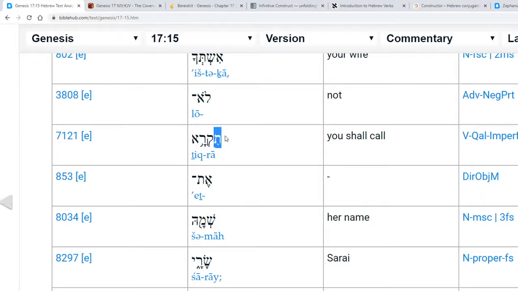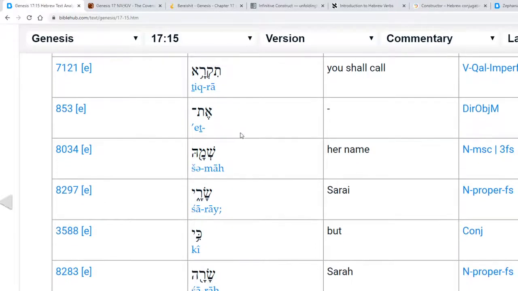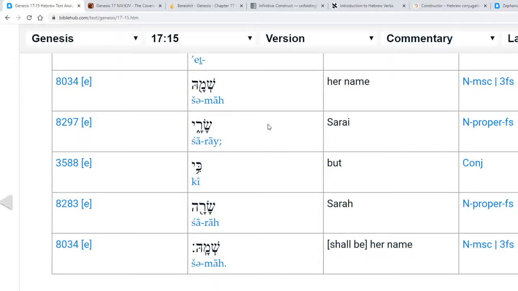So tikra, you might notice that that's with a tav. That's because it's in the feminine. She's a woman, obviously. Tikra, the root is kof resh aleph. It's in an imperfect, shall not be called, right? Et Shema, so direct object marker. Shem means name. Shema is her name. Third person feminine singular, sorry. Sarai, her old name. Ki, so usually ki means because, but here more means but. Sarah, right? Sarah, Shema. And there's no present tense of the verb to be, so, because Sarah is her name. What they're translating as shall be her name. Shema, right?